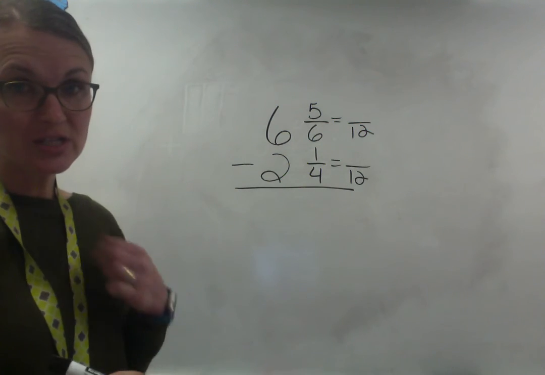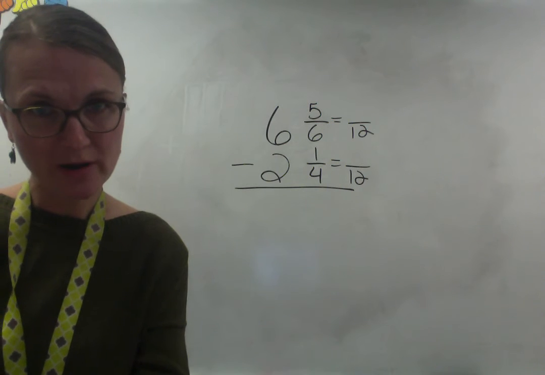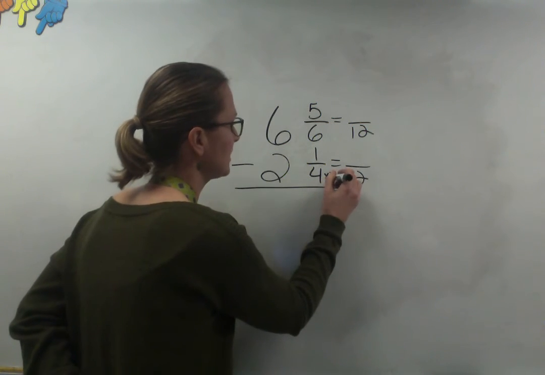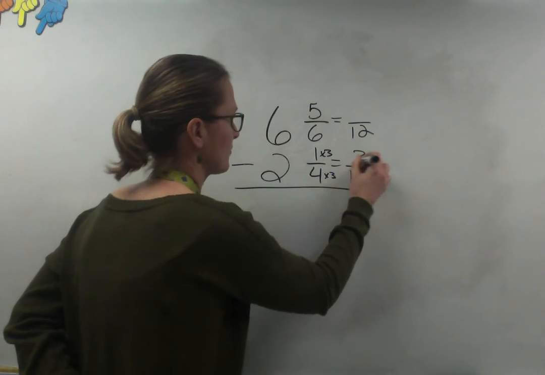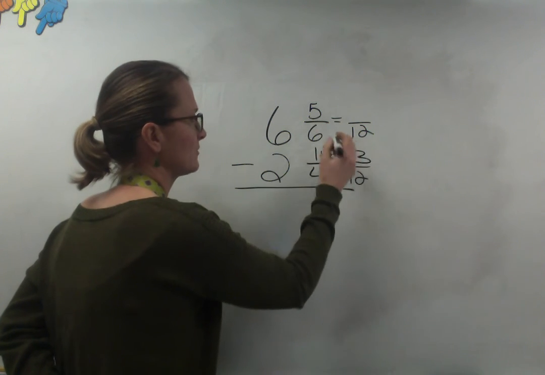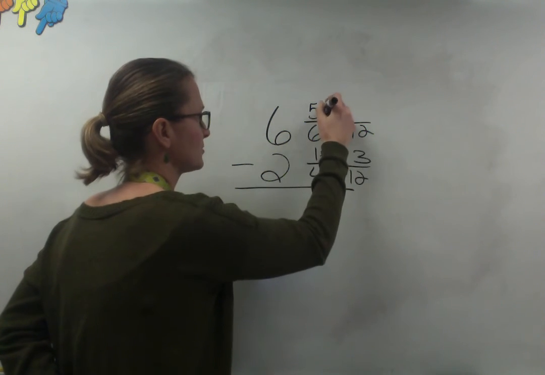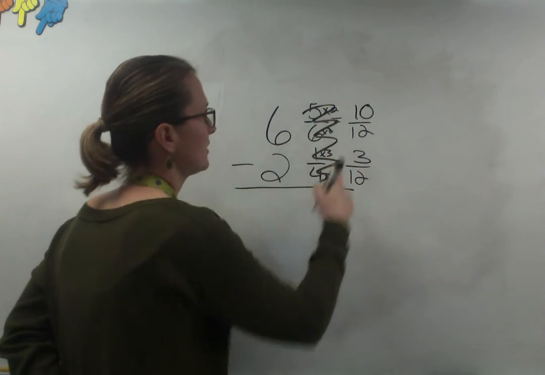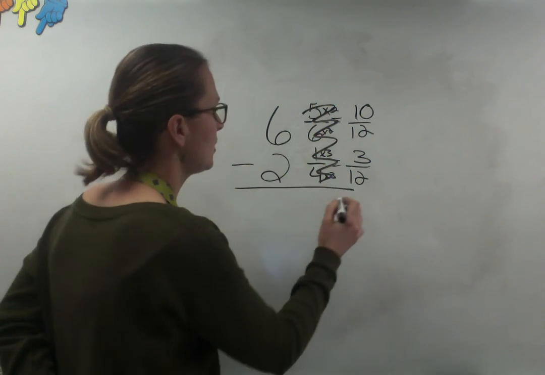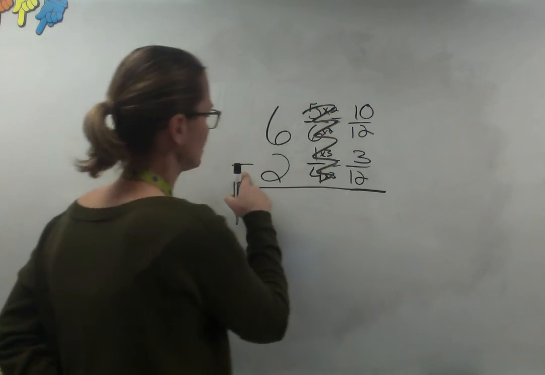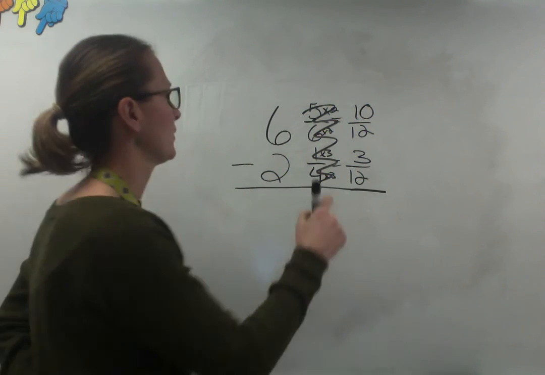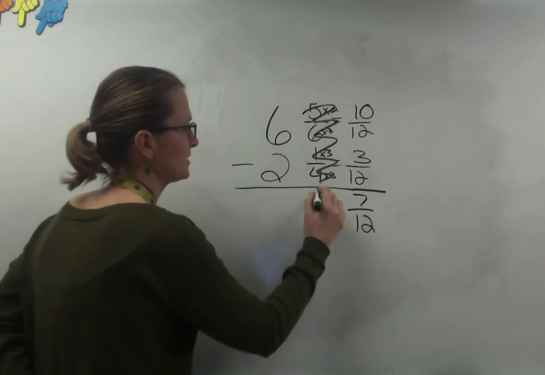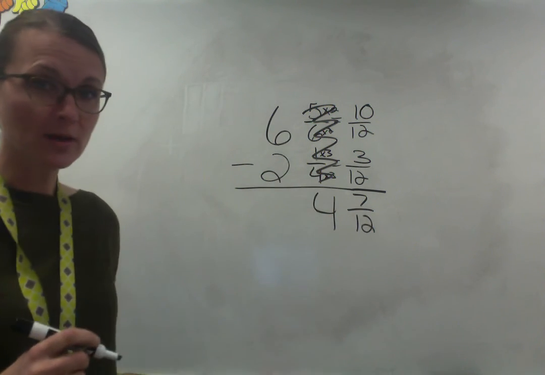Remember, when you change the denominator, you have to change the numerator by the same amount. So I asked myself, 4 times what equals 12? 4 times 3, so I have to multiply the top by 3. So that's 3/12. 6 times what equals 12? 6 times 2, so I have to multiply the top by 2. So I get 10/12. So these are the two that I'm going to add. Oh, I'm sorry, I'm going to subtract. Check your sign. Okay, so 10 minus 3 is 7. We have 7/12. 6 minus 2 is 4. So we have 4 and 7/12.